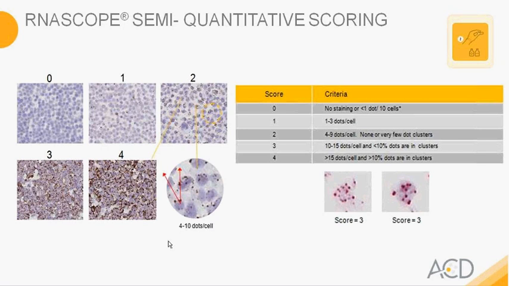However, when you're running RNAscope, we always ask that you introduce a negative control. And the negative control typically scores as 0 or less than 1. To the right, you can see that the scoring criteria is dependent on how many dots are available per cell. And below, you can see that a score of 3 shows the amount of dots per cell that are indicated.